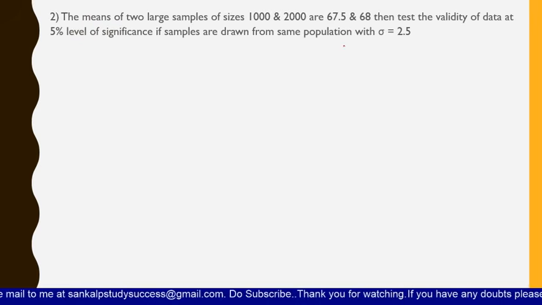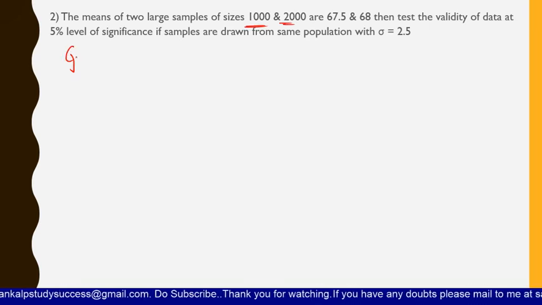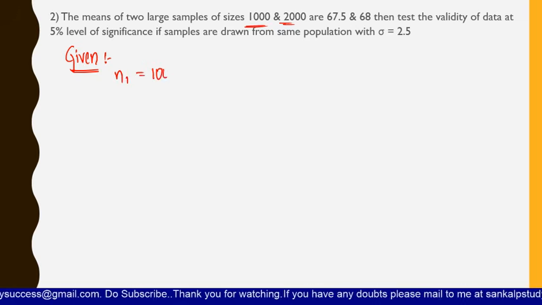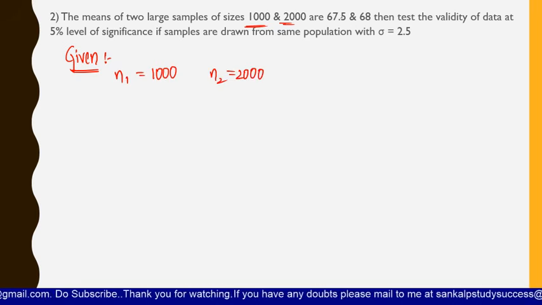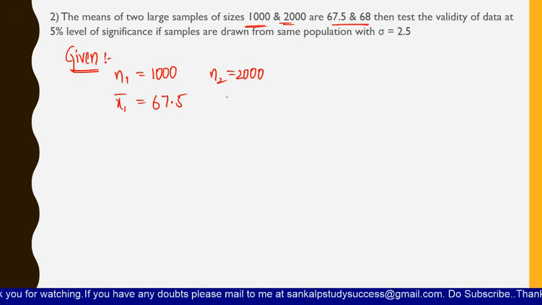Now let us see one more question here. The means of 2 large samples of sizes are given. So now let us write the given data. Given: n1 is equal to 1000 and n2 is equal to 2000. The means are 67.5 and 68. That means the sizes of the 2 large samples are given and the means are also given, which are x1 bar and x2 bar. x1 bar is 67.5 and x2 bar is 68.